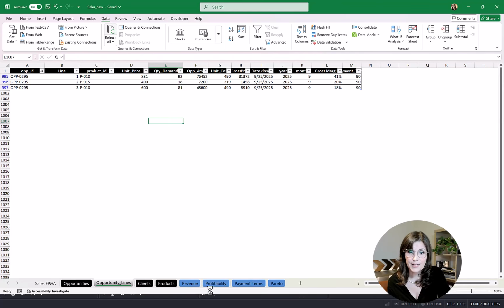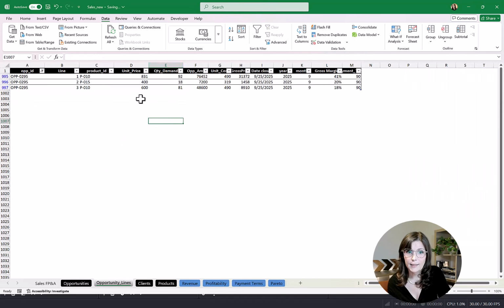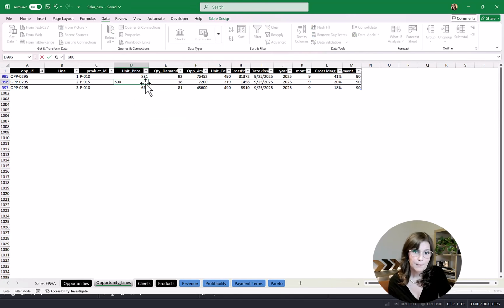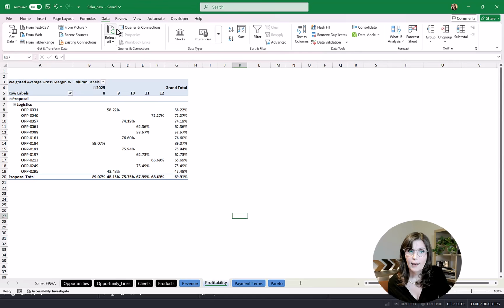Let me refresh, and then let's check back on the profitability. Now it makes more sense. It is profitable, but a low profitable opportunity. If I want to make it even higher, I can increase even more by putting this 600 and this 900. And now when I refresh, I will see that I have something closer to the average.